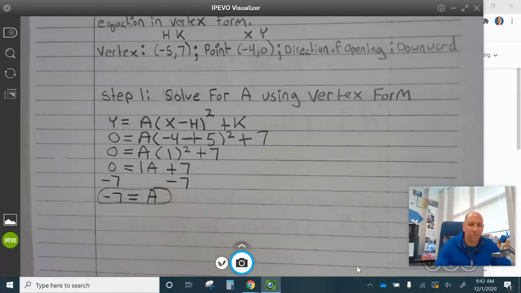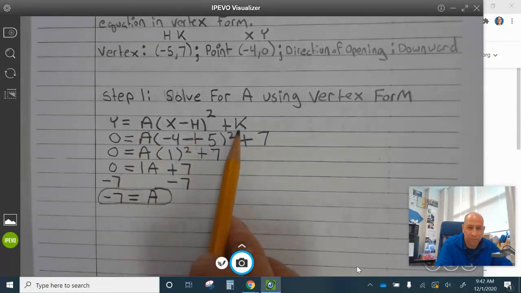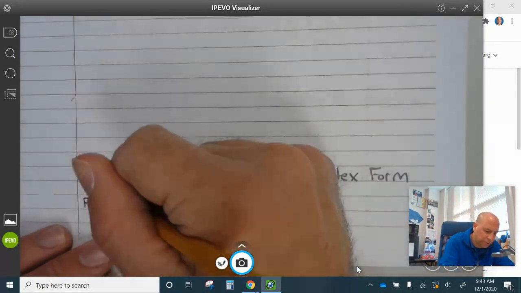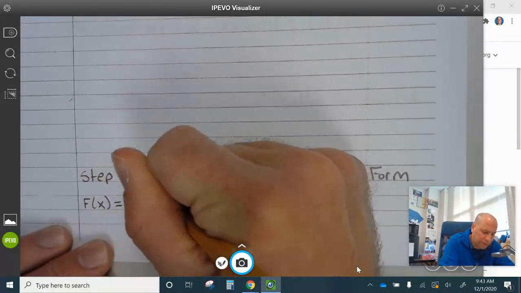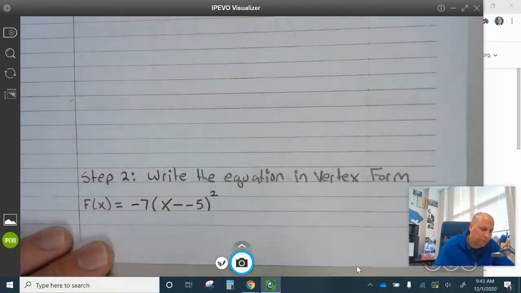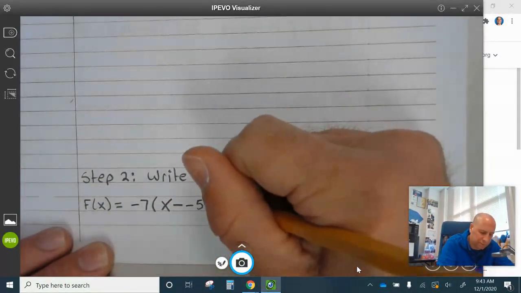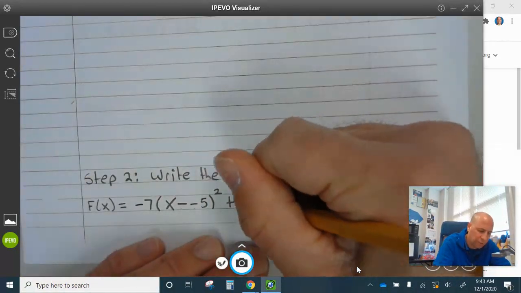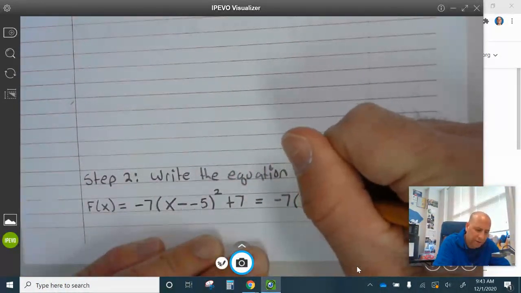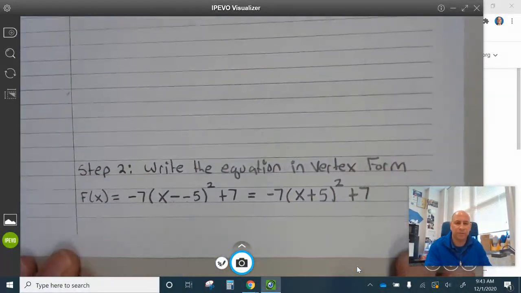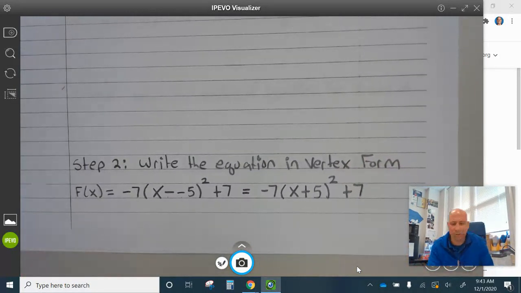Now that we have our a value, we can write our equation, because to be able to write the equation, you need the a value and h and k. Okay? So our equation is f of x equals negative 7, parentheses x minus the h value, which is negative 5, squared, plus the k value, which is 7. Now we can simplify this because a negative times a negative is a positive, so this equals negative 7 times x plus 5 squared plus 7. Okay, go ahead and finish up example 2.